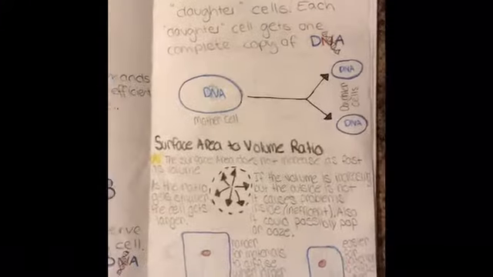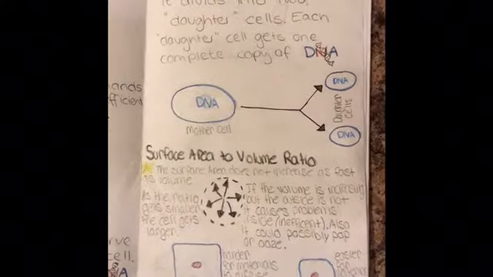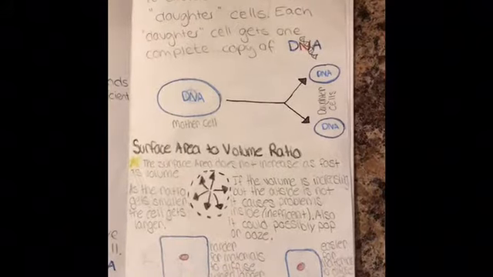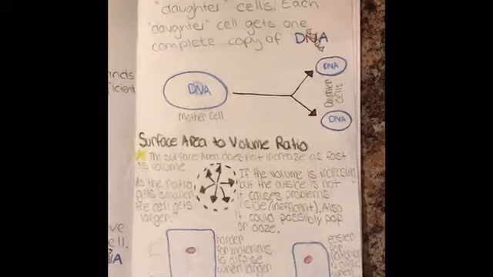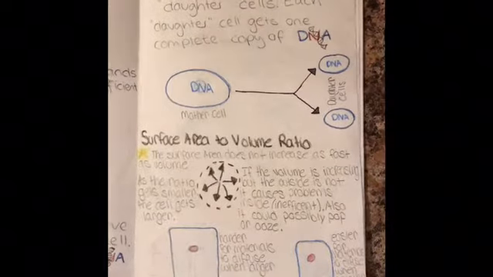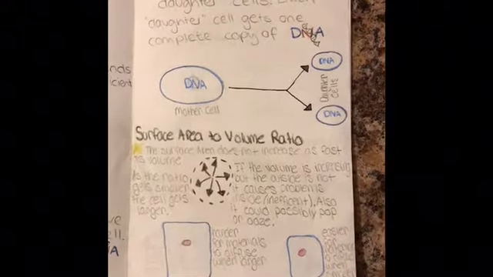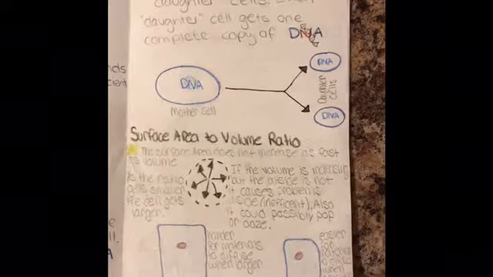Once the cell is too large, it divides into 2 daughter cells. Each daughter cell gets 1 complete copy of the DNA. The surface area does not increase as fast as the volume. If the volume is increasing but the outside is not, it causes problems inside, which is inefficient. Also, it could possibly pop or ooze. It is harder for materials to diffuse when the cell is larger, and it is easier for the materials to diffuse when the cell is smaller.